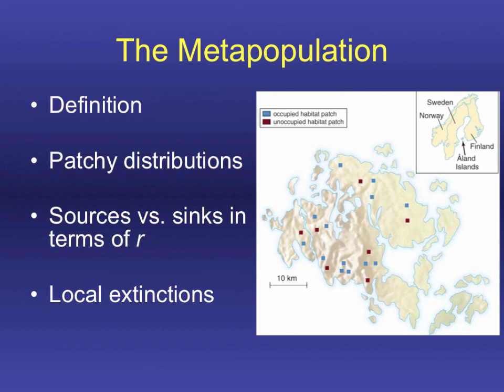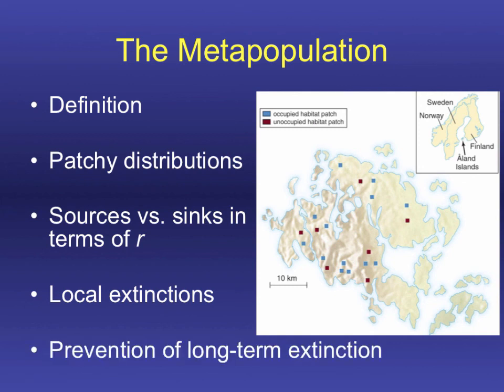Oftentimes, there will be local extinctions. You might see, as in this picture, there are these red dots, places where they are currently unoccupied. At one point in time, they probably were occupied by the species, but for whatever reason, that species went extinct locally. It's not there anymore. But it could be recolonized by one of the blue patches. And so by having this connectedness and by having this ability to have source populations rescuing sink populations, and movement back and forth, and gene flow back and forth, there is the ability for the overall population to remain viable and not go extinct, as long as you have some connectedness.